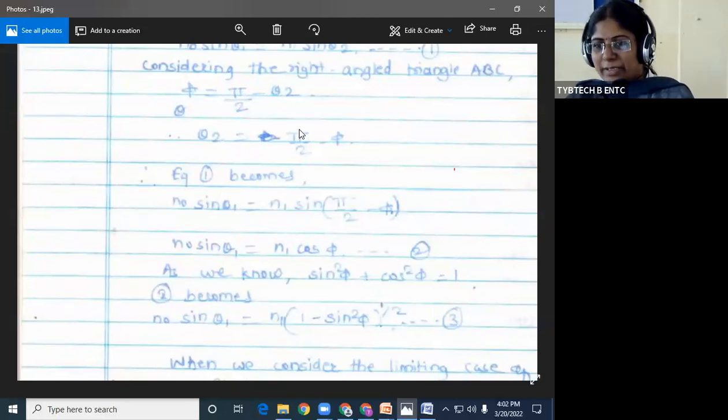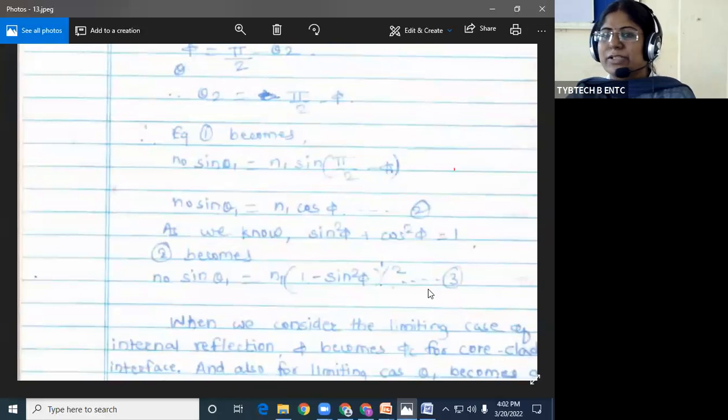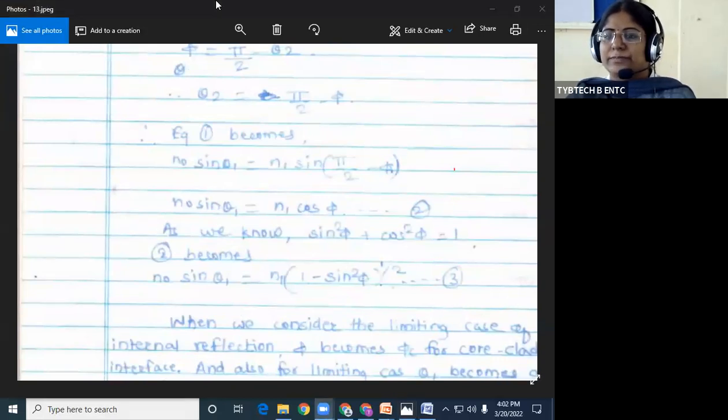Why are we doing all this? Because we only know the formula for sin φc. We don't know the formula for sin θ1 or sin θ2. We know the formula for sin φc. That is why all this was done. Sin (pi by 2 minus φ) is cos φ. Cos φ again we have represented as (1 minus sin square φ) raised to 1/2. Up to equation 3, is it clear? Yes, students.